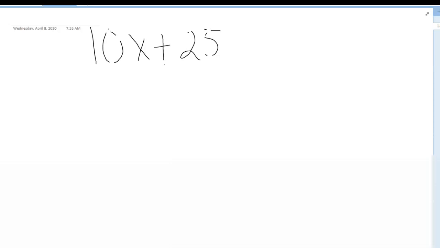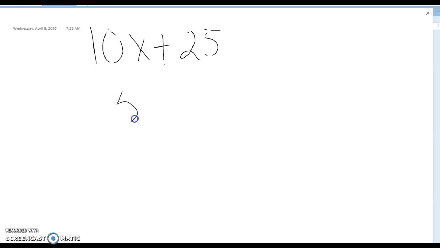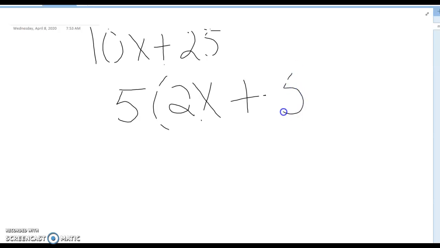So in this case, 10x plus 25, we look at the 10 and the 25, and they're both divisible by 5, which means we can factor a 5 out of there. And so we would pull the 5 out front, make parentheses. One way to think of it is I'm doing 10x divided by 5, which leaves me with 2x. And the way to check it is 5 times 2x is 10x, so I know it's correct. I keep the same sign in there, and then factoring out a 5 from 25 leaves 5.